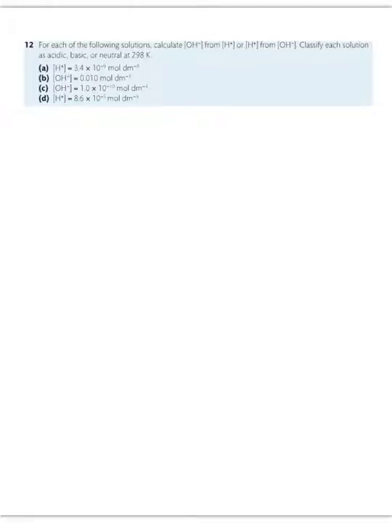Number 12 says, for each of the following solutions, calculate OH minus from H plus or H plus from OH minus. Classify each as acidic, basic, or neutral. So this is all operating around the concept that I have Kw equal to 10 to the minus 14th, which is also equal to my H plus times my OH minus. So if I know my H plus, I can sub it in here, or basically I can take 10 to the minus 14th divided by whichever concentration I have.